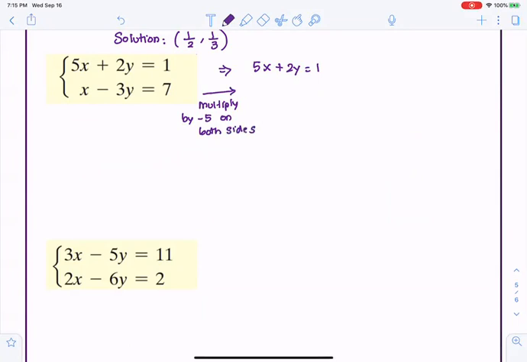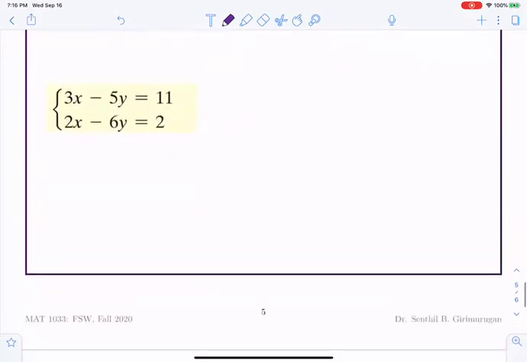Which would simply mean I'm distributing -5 throughout the equation. So I will have -5x. -5 times -3 is positive 15y. 7 times -5 is -35. And we add. So when I add, those two would go away. 5x minus 5x eliminates x altogether. 2y plus 15y.